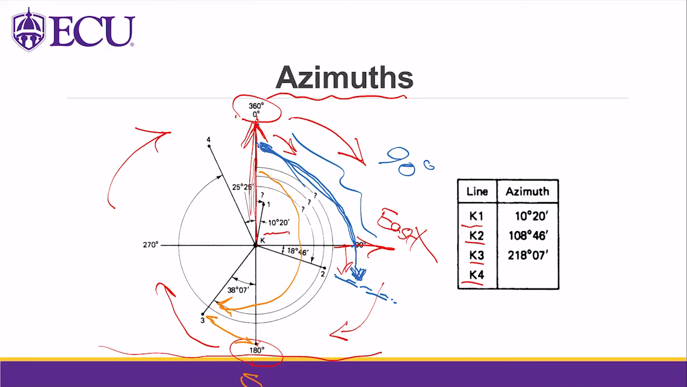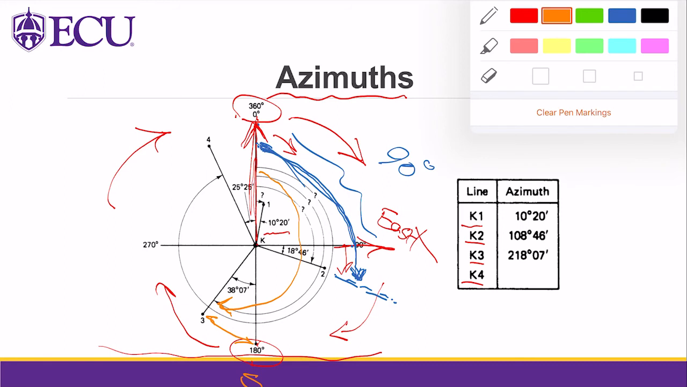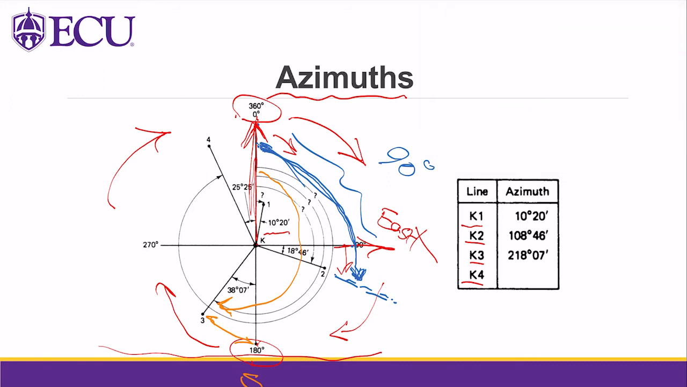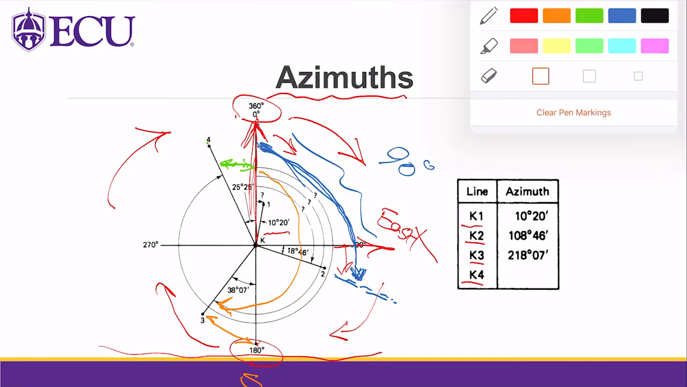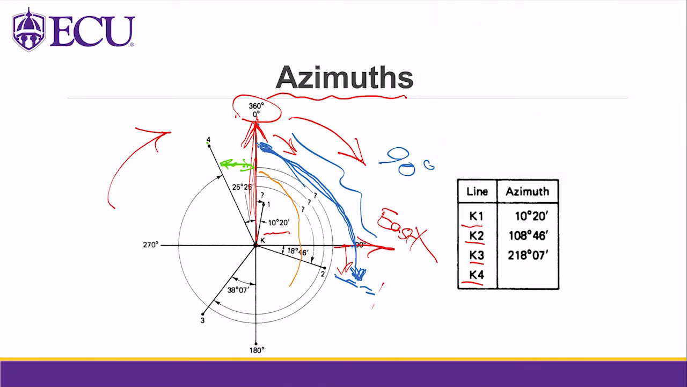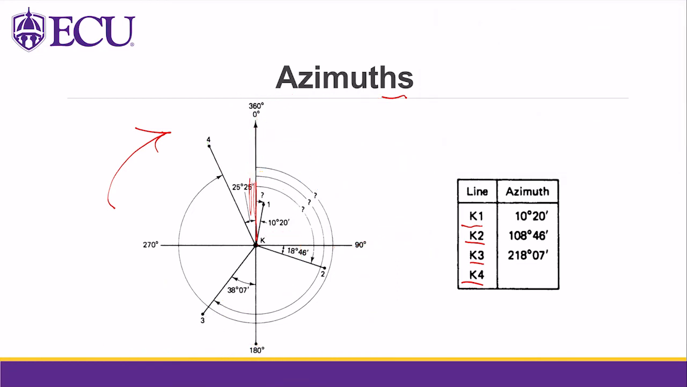Okay, how about the last one? The last one might be a little bit tricky because the angle between this line K4 and the north end of the meridian is given to me, and that is 25 degrees 25 minutes. But it looks like it is not my azimuth. What is the problem? Let me erase all these to make it easier.